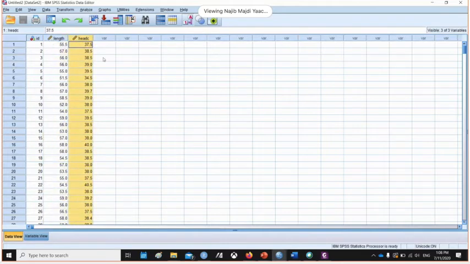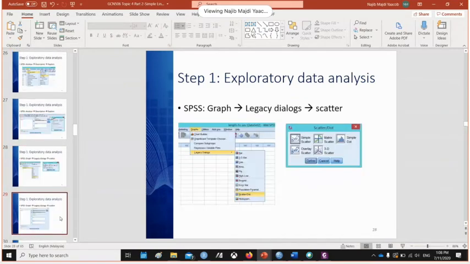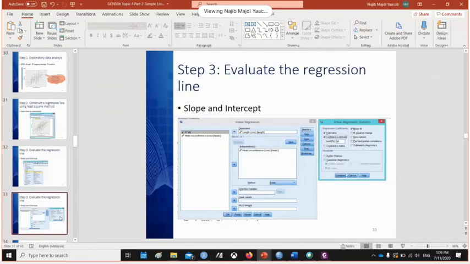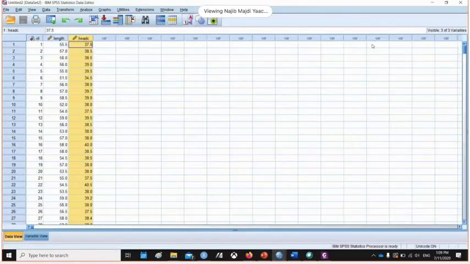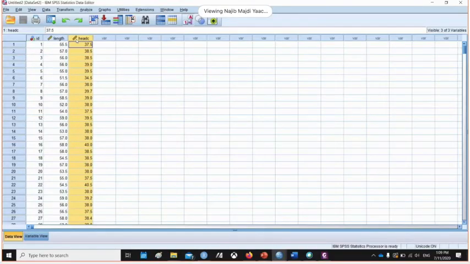And also the researcher would like to predict one variable, for example here, length and head circumference. The researcher would like to predict length, the baby's length, based on the baby's head circumference. Newborn being delivered. The researcher would like to determine whether the length of the baby can be predicted based on head circumference.